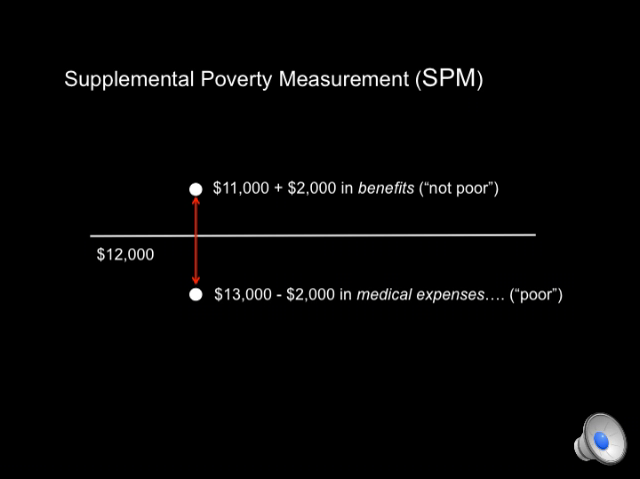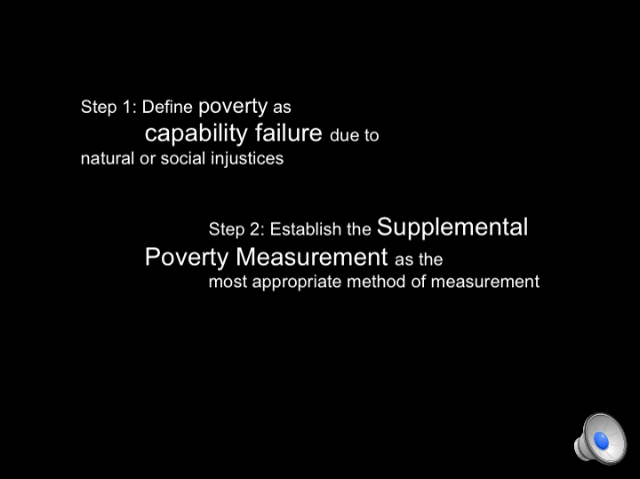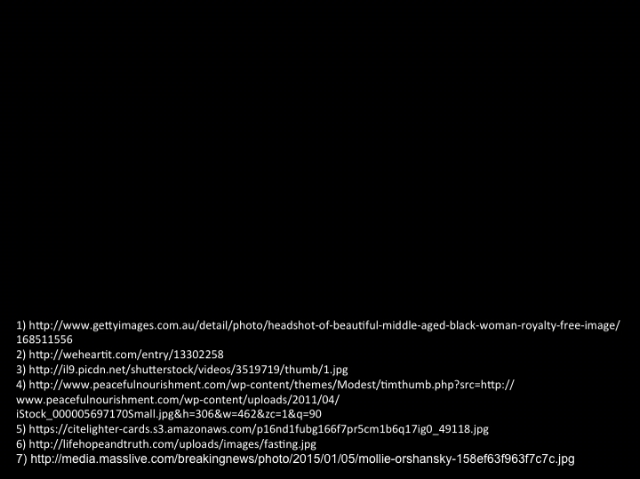There are certainly benefits of keeping track of poverty levels via both the official poverty measurement and the supplemental poverty measurement. However, because the OPM is so outdated, the SPM is a more reliable measurement. Now that we have wrestled with the concept of poverty, ultimately defined it as capability failure due to social or natural injustices, and decided it is best measured by the supplemental poverty measure, we can start debating the most important question: what can we do?